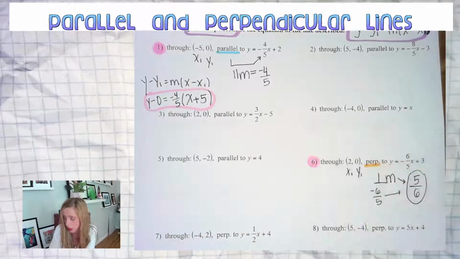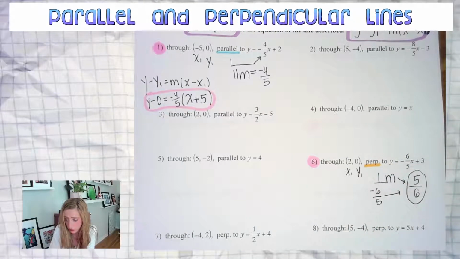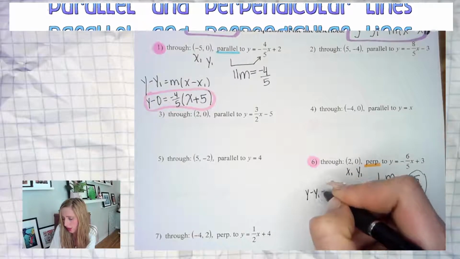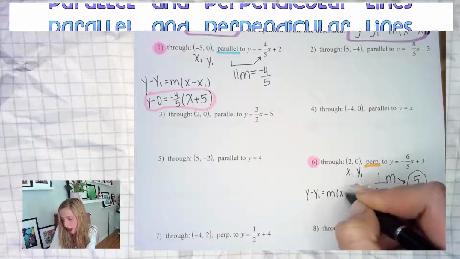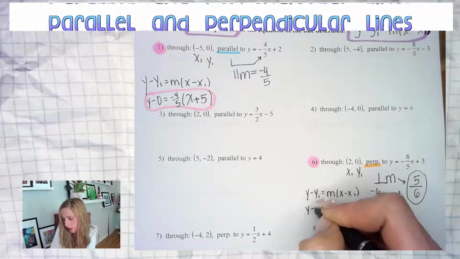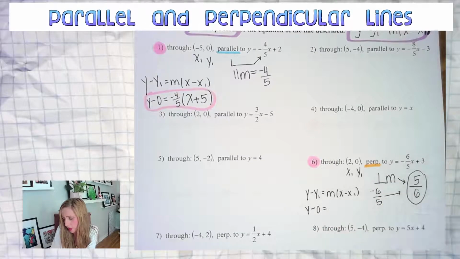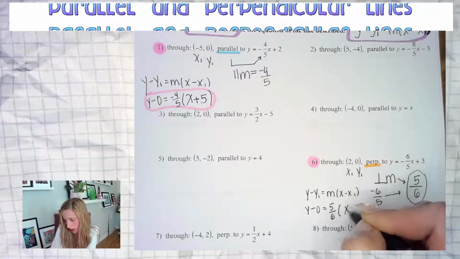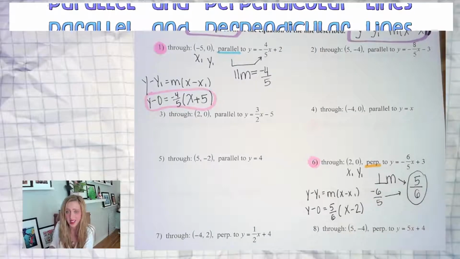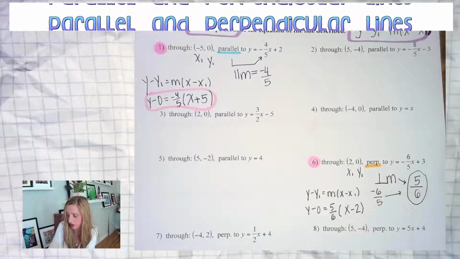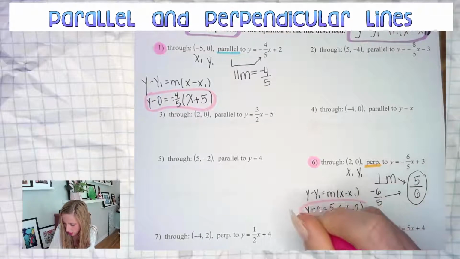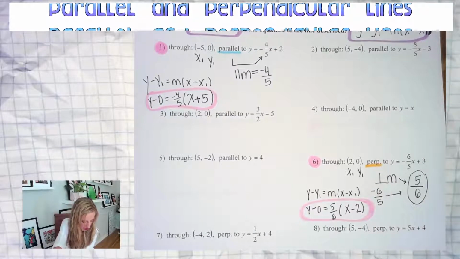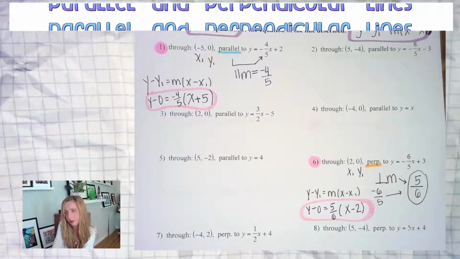There's my point, x1, y1. There's my slope. We're using point slope form according to directions. We don't have to do anything else. That's it. Y minus y1 is equal to m times x minus x1. Fill them in. Y minus 0 equals 5/6. Make sure you take care of that slope. X minus 2. And again, done, and that's all there is to it. Easy peasy, lemon squeezy.